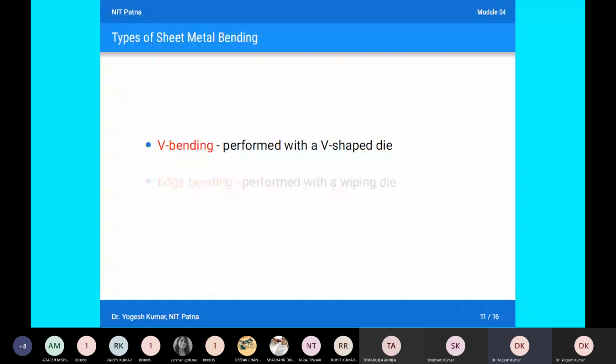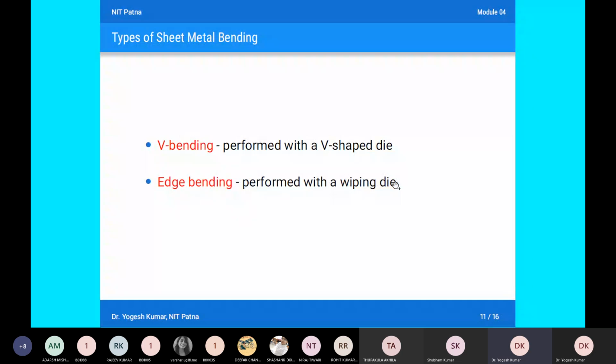Now we will come to the different types of sheet metal bending. There are two types of bending processes. The first one is V bending, and another is edge bending. As the name indicates, V bending is performed with a V shaped die, and edge bending is performed with a wiping die.